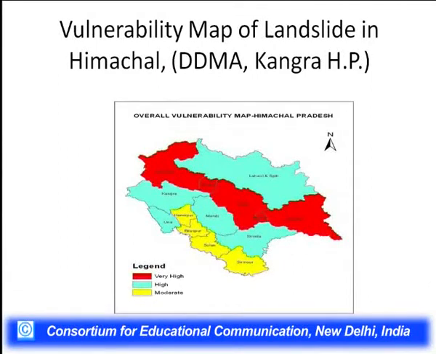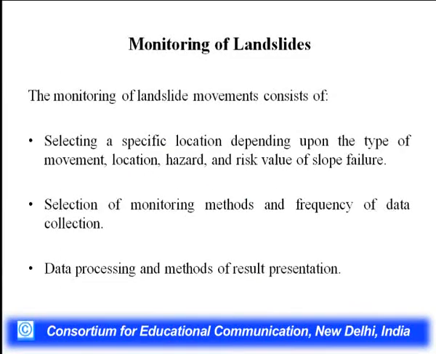Here I would like to show the vulnerability map of landslides in Himachal Pradesh, particularly the overall vulnerability map. You can see the very high area in the middle section of Himachal Pradesh because of the steep slopes. In the high Himalaya we have more gentle slopes, so again not much problem. Then we have both sides high, and then moderate type in districts like Sirmaur, Solan, Bilaspur and Hamirpur, where we have moderate landslides.